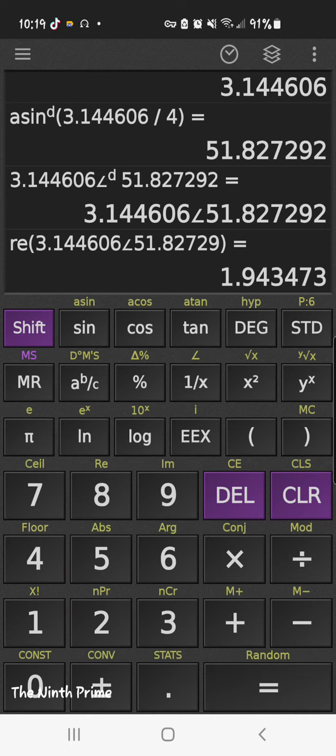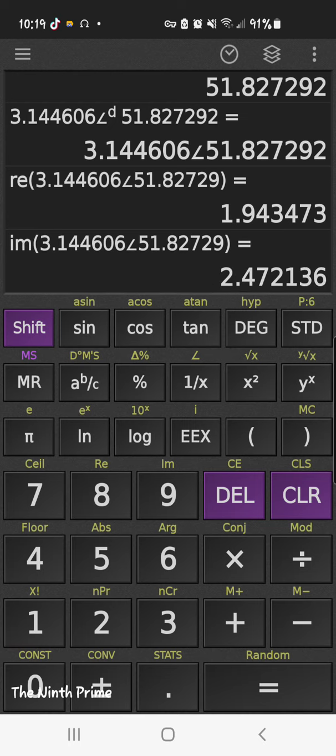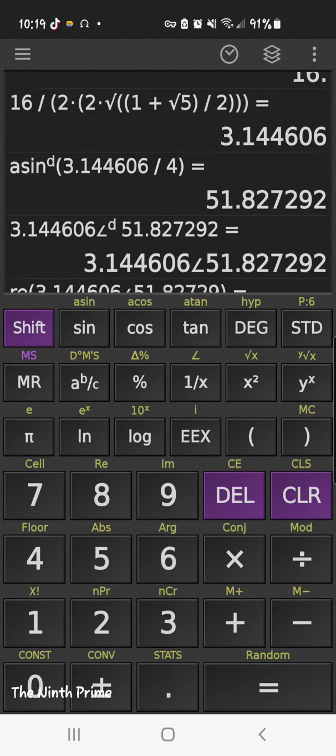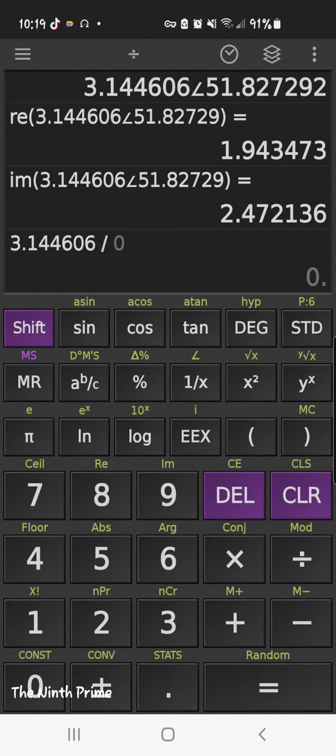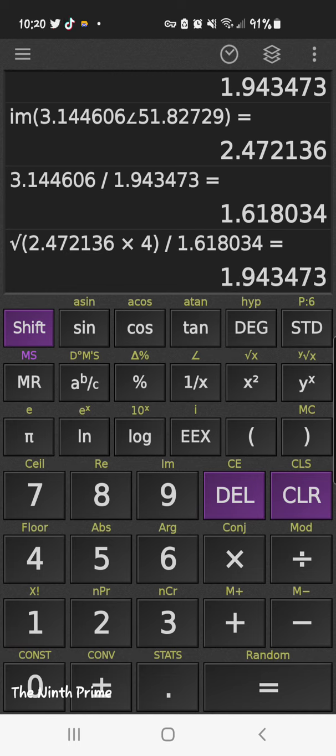And you can get the imaginary number, which is 247. What's special about these two is that if I take pi divided by that one, it gives us phi right here. And if I take that one multiplied by 4 and then square root, it gives us pi here. And I can even take the pi right here and go back. It's crazy, I'm telling you.